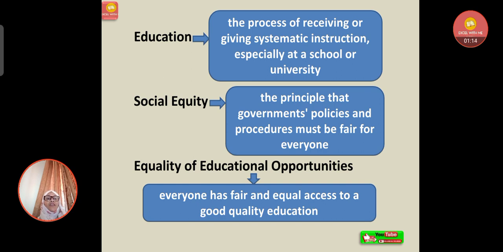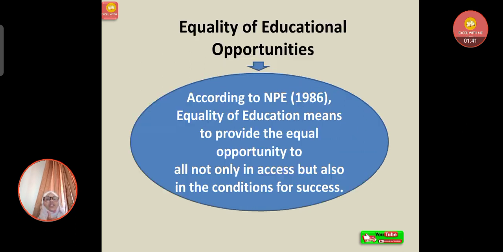Now, equality of educational opportunities means everyone has fair and equal access to a good quality of education. Obviously, we should not focus on only rich people getting it because they have lots of money, and poor people not. Under the concern of government, equality of educational opportunity should be on the priority list. So, everyone has a fair and equal chance to get proper education.